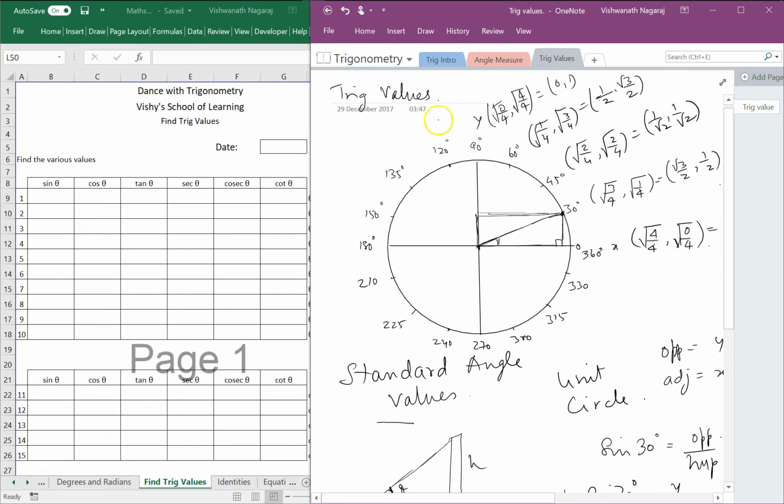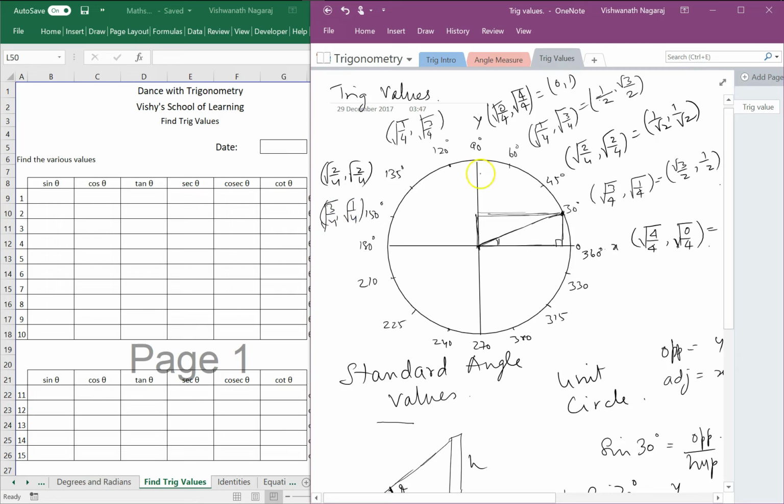Okay, now what about these numbers for these angles? 120 degree. Now what happens? Again, continue with the same process. Okay, so let's say 0, 4. So now 1 by 4 comma 3 by 4. Square root of 2 by 4 comma 2 by 4, 3 by 4 comma 1 by 4.